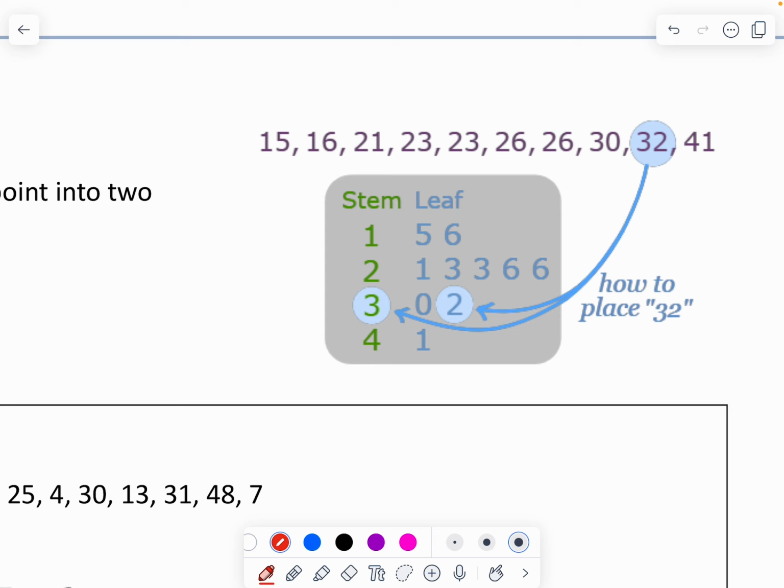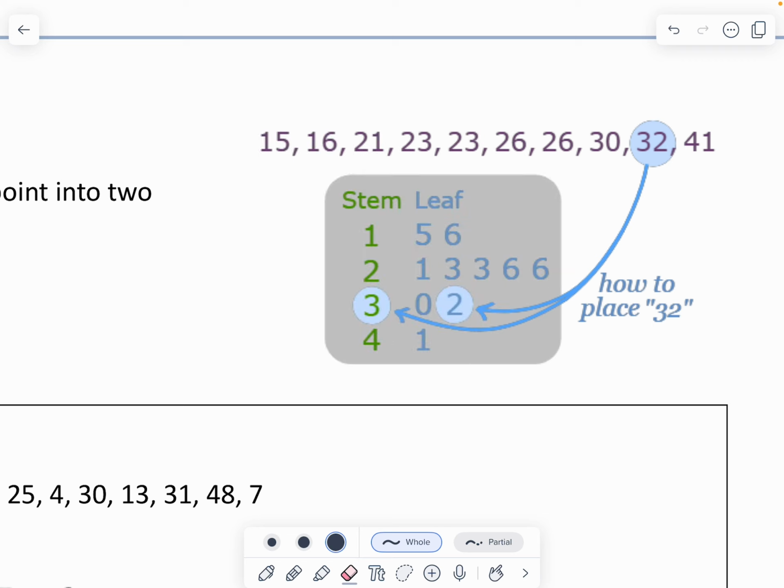But let's look at this 15 and 16, okay? The stem is the 1 right here, and the leaves are the 5 and the 6. But that 5 and 6 doesn't represent 5 and 6. It represents 15 and 16. That's what the 1 is for. And so this would be 21, 23, 23, 26, 26, 30, 32, and 41. Those are the numbers of the stem and leaf plot.